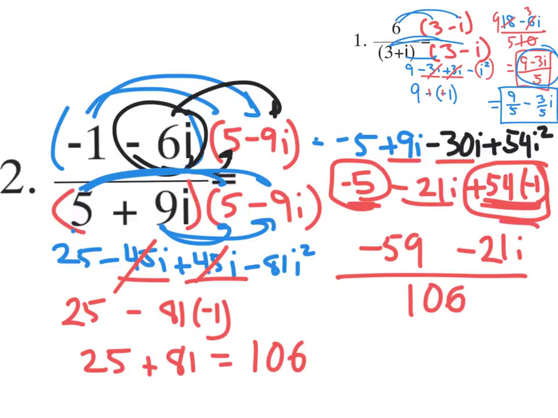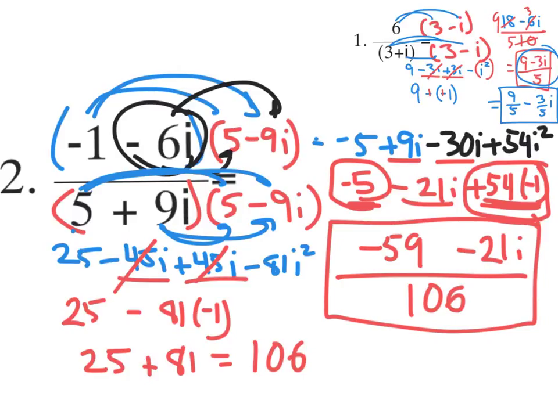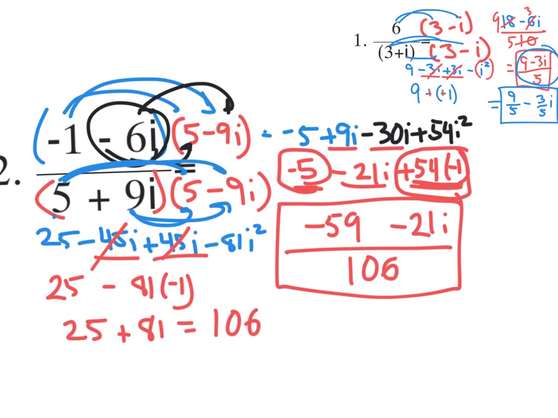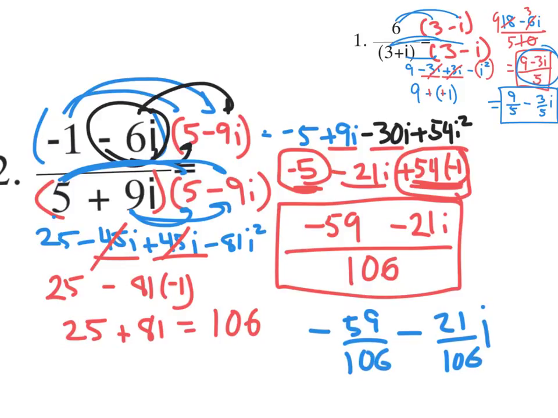Let's see if we could actually reduce, maybe by 3. And I just tried to reduce it, and I wasn't able to with the calculator. So what I'm going to do is just separate it, and my final answer will be negative 59 over 106 minus 21 over 106, but this second term is an i term. So it doesn't look like we're going to have much time to graph. I'll have to do another video on graphing complex numbers on a complex plane.